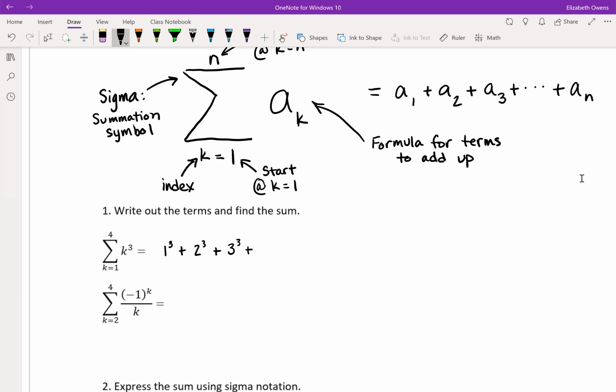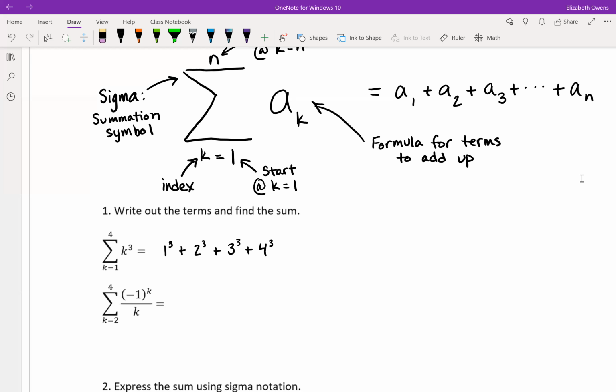And then k equals 4. That would be 4 cubed. And notice how that is actually the ending value for k that's written up on top of the sigma. So we want to stop at k equals 4. So you don't keep going after that. These are the 4 terms dictated by this sigma notation.